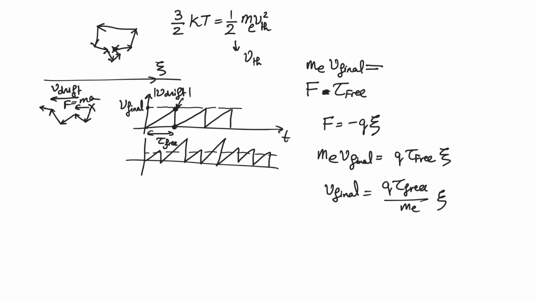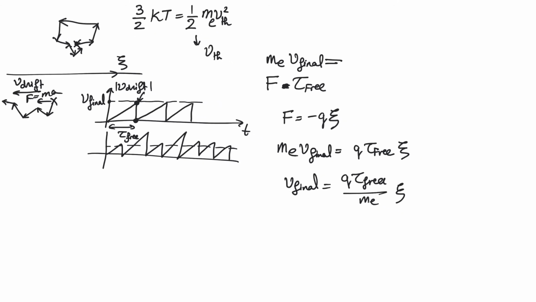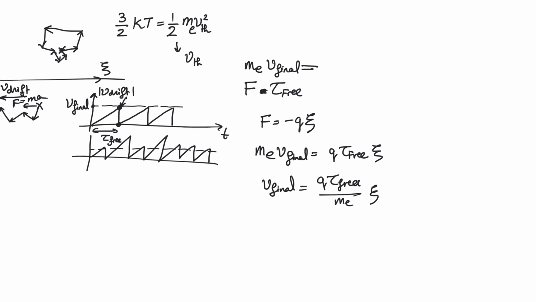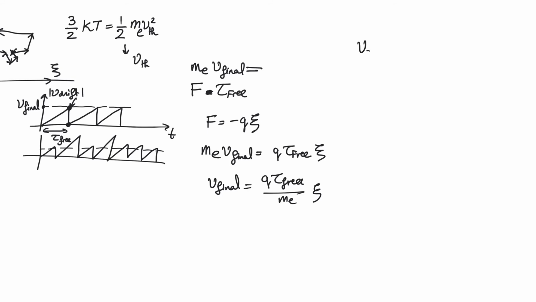If we had used the negative sign, all that would have indicated is that the velocity is in the opposite direction to the electric field, which is something we know is true for electrons. Now, v final is the final velocity we reach, but if we want to consider the electron moving at a constant speed, then that constant speed is not the final velocity, it is actually the average velocity. So we divide the final velocity by 2 to obtain an average drift velocity, v drift. And so v drift is going to be Q tau free divided by 2 me, times the electric field.